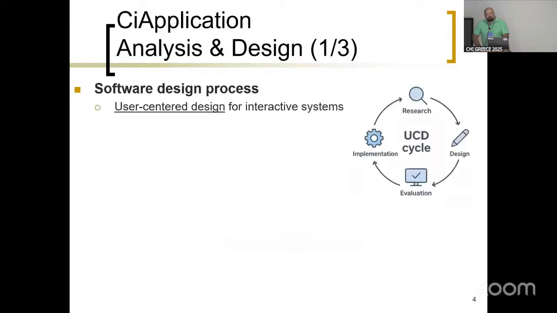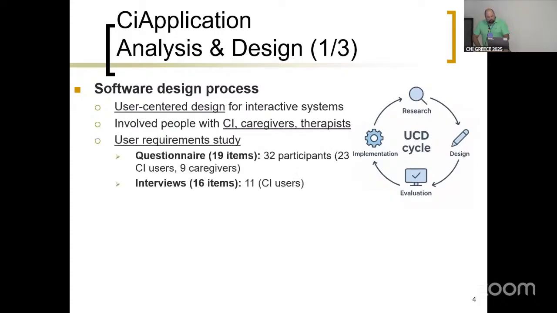We obviously are here, so we follow a user-centered design cycle. This is the first iteration, actually, of the tool that we report here. We involved people with cochlear implants, caregivers, because some of the users with cochlear implants were under 18, so their caregivers were with us in the interviews, and therapists. We did a user requirement study, first with a questionnaire with 32 participants, 23, as you can see, cochlear implant users and 9 caregivers. And some of them followed up with interviews, 16, with open-ended questions.